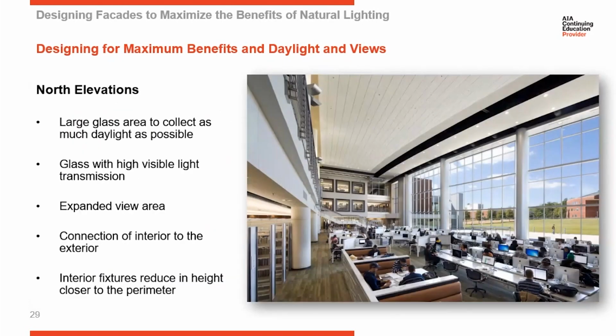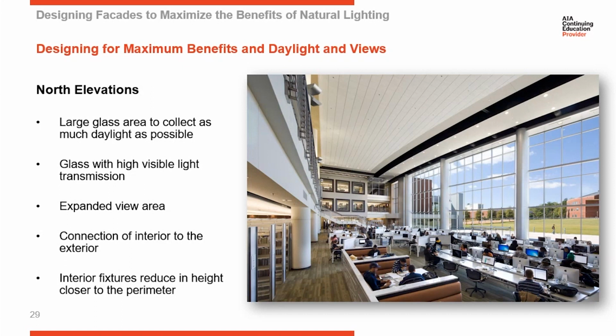So to start with, looking at a north elevation, in the northern hemisphere, the sun is all going to be to the south of us. So a north elevation is not going to have direct sunlight. So this is a great opportunity to really expand the amount of glass you're using, bring as much indirect natural light to the interior. So this enhances your ability to have views to the exterior, connect the interior space with the exterior space.